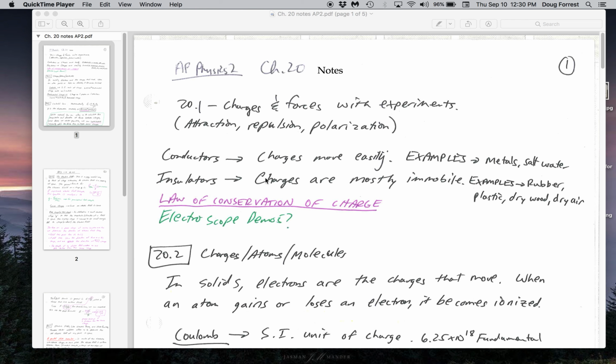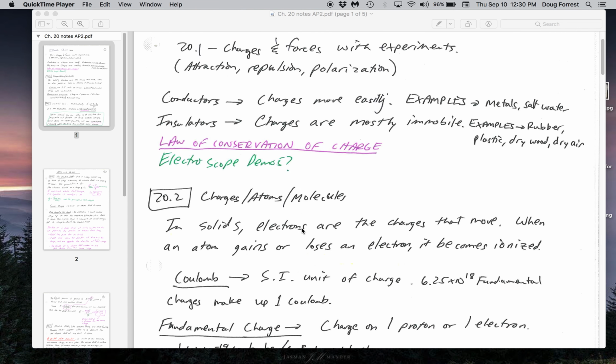One of the things I probably should do is do some electroscope demos with you. I think this is one of the last things I did in regular physics last year before we left. So remind me to do that probably soon. Okay, so don't let me forget that.